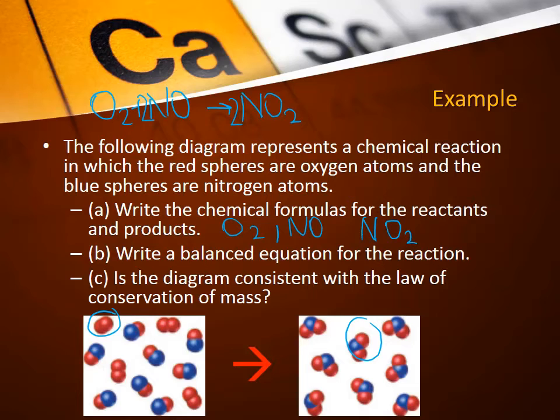Well, is the diagram consistent with the law of conservation of mass? What that means is, do we have the same amount of red spheres on the left as we do on the right? I'm going to let you count them, but it turns out you actually do. You'll have 16 red spheres on the right, 16 on the left, 8 blue spheres on the right, and 8 on the left. So you end up working out, yes, it's consistent, which all balanced equations should be.